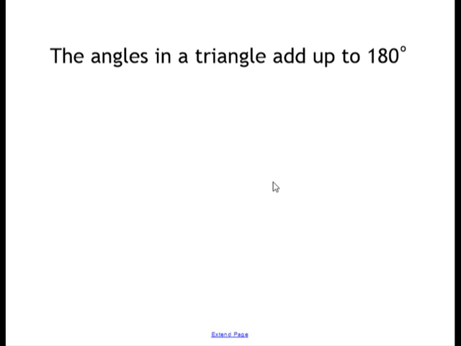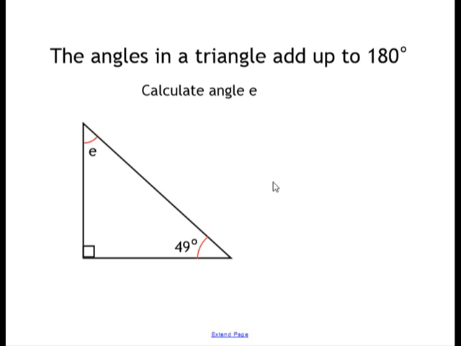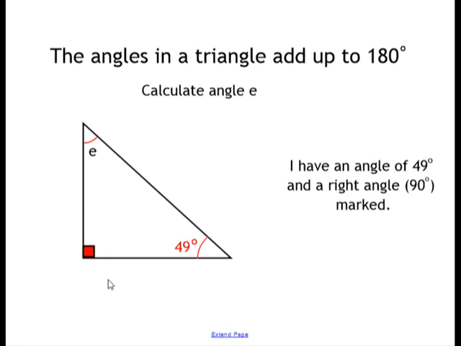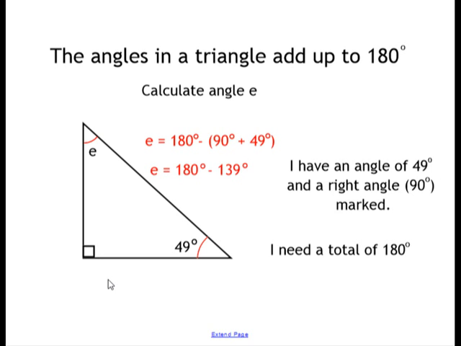Another property. The angles in a triangle add up to 180 degrees. Calculate angle E. Okay, there are 3 angles in a triangle, and between them they make the 180 degrees. Now I've got 49 here, and I've got this little box in this corner. We know this little square here means this is a right angle and it measures 90 degrees. So I have an angle of 49 degrees and an angle of 90 degrees. And I need to see what E would measure. So I need a total of 180. So E must be the total of 180 that I need, subtract the 2 angles I already have. So my 90 and my 49 degrees add up to 139 degrees. So E is 180, subtract the 139 degrees I already have accounted for in these 2 corners. So E is 41 degrees.